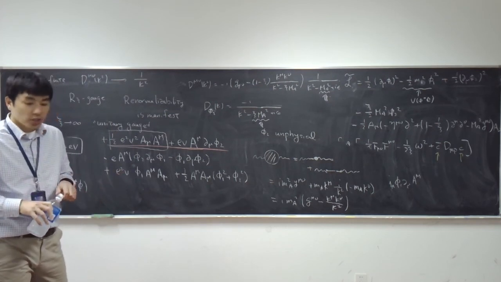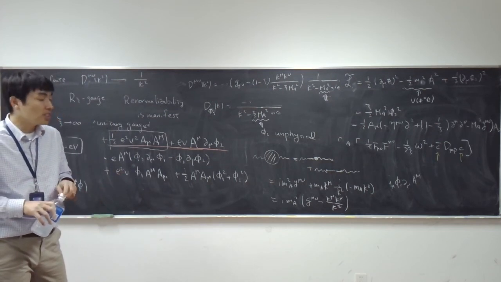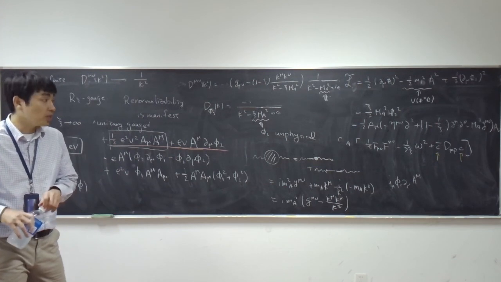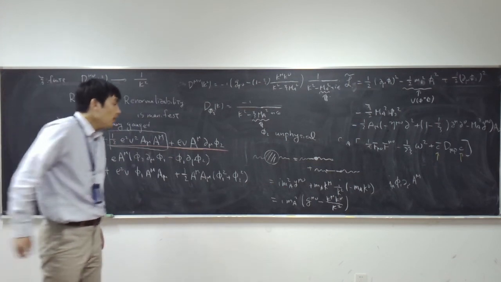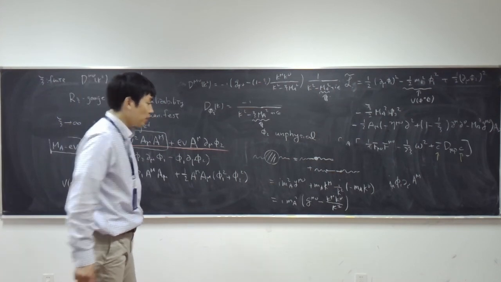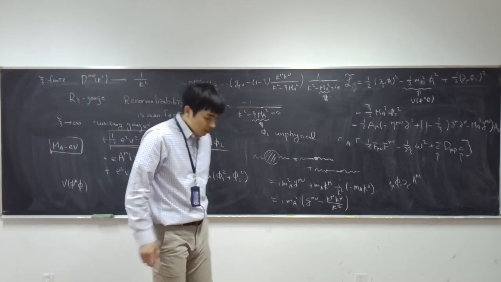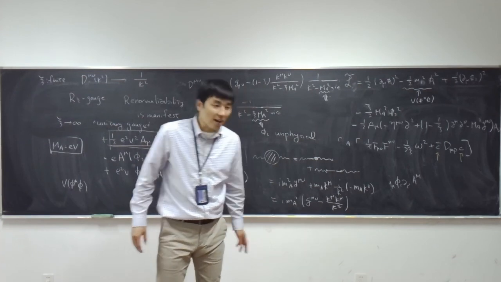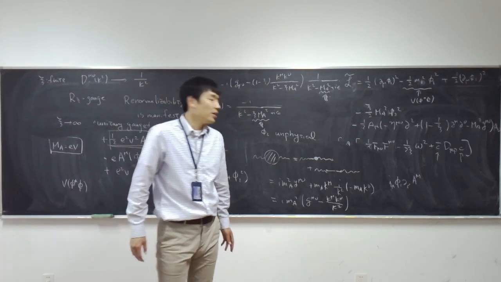But my lecture uses the unitary gauge to explicitly see the physical degrees of freedom and the mass term in the gauge field. Okay, so that's the abelian Higgs mechanism. I think I gave you most of the answer to problem 2 and problem 3 today.